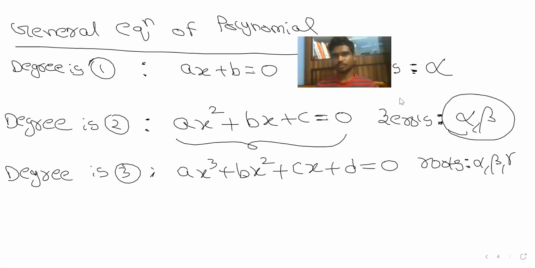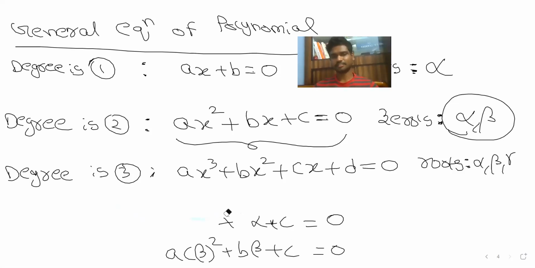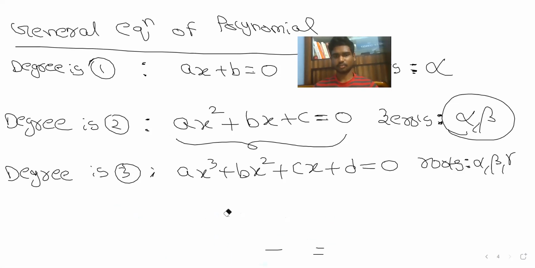Now one thing is clear to you. Zeros mean that if I substitute x equal to alpha in the equation, I should get the value 0, right? If alpha and beta are the roots, then if I substitute alpha in place of x, I should get 0. If I substitute beta in place of x, I should get 0. That's why they are called roots, right? Remember this because many people will forget it. Roots mean if you substitute that value, you should get 0.